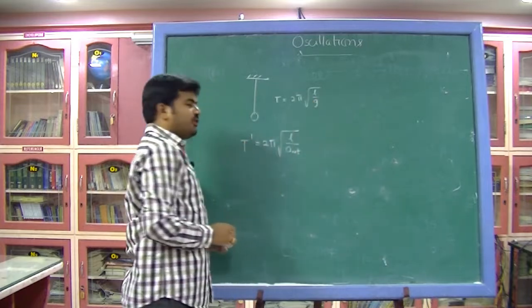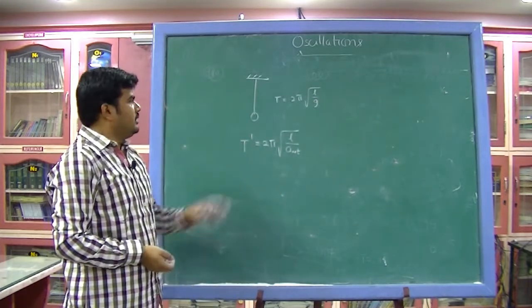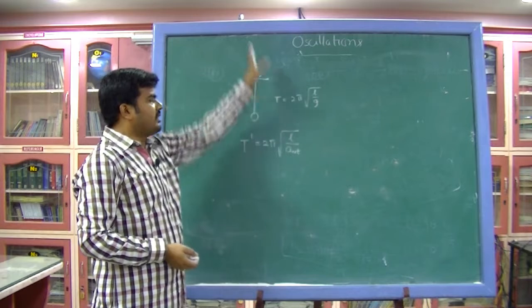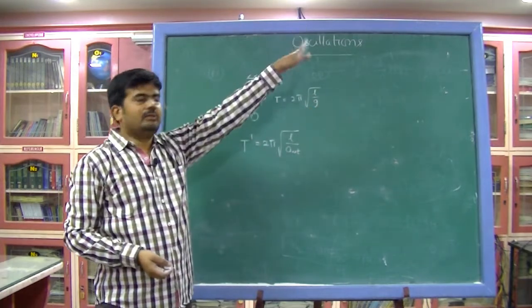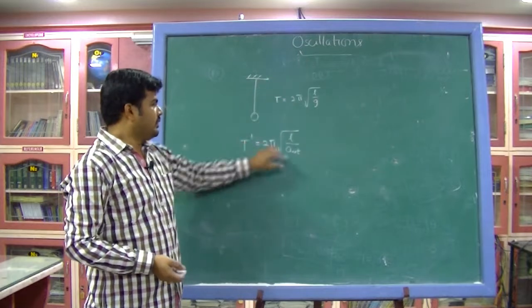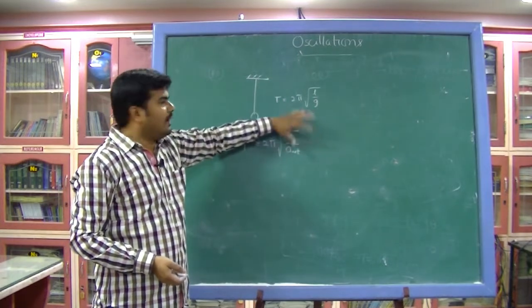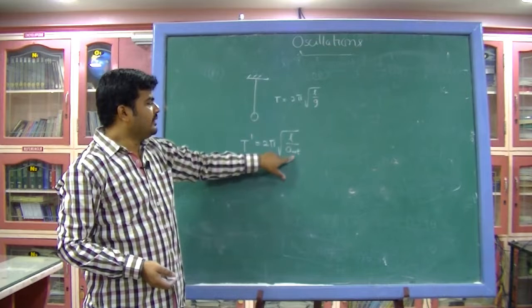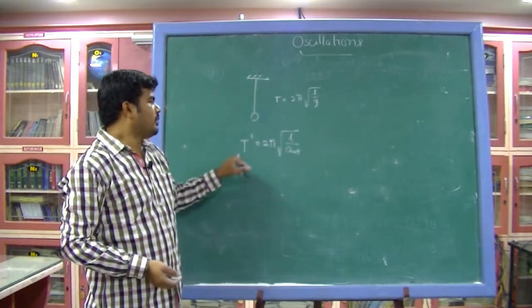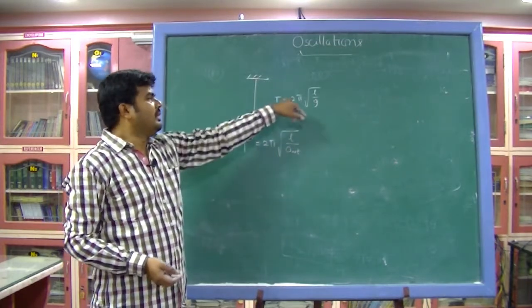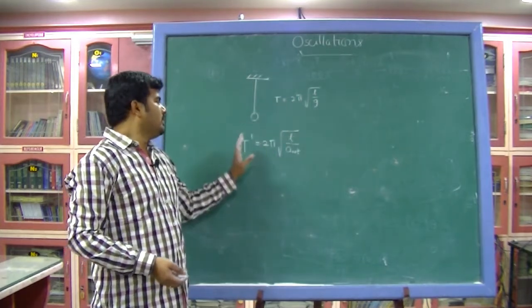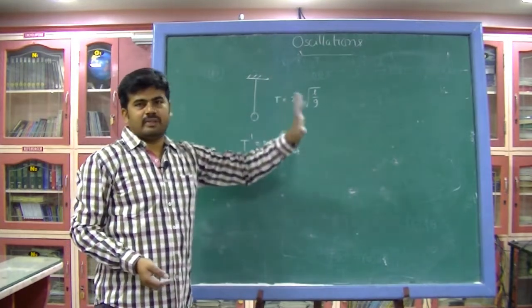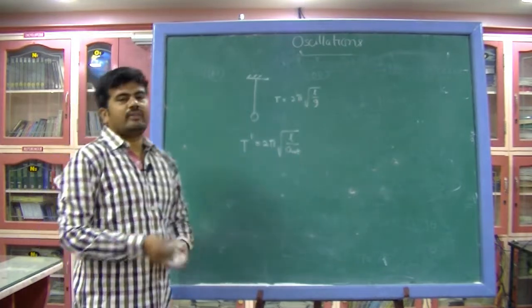If the point of suspension is accelerating, it may be in any direction, either vertically upward, or horizontal, or making an angle beta, whatever it may be. So, you have to find out the net acceleration, substitute the net value in this equation, and then compare T dash and T. If you take the ratio of T dash and T, you will get the value of T dash in terms of T. That is the method. Now, let us do one problem based on this method.